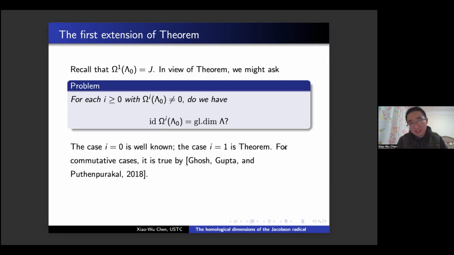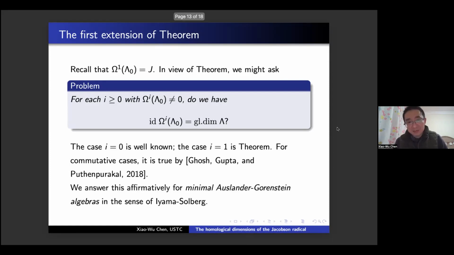Yes. So the case i equals 0 is well known. This is given by semi-simple modules. The case i equals 1 follows from the above theorem. And for commutative algebras, this is true by Ghosh, Gupta, and Puthenpurakal. They prove a more general result in commutative algebra.